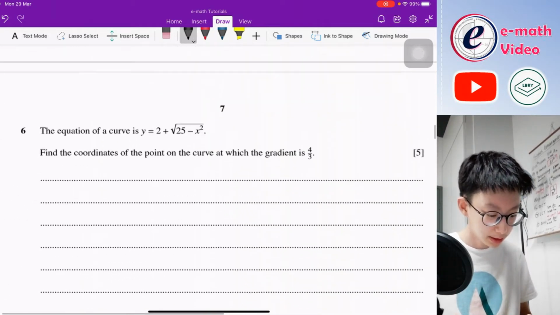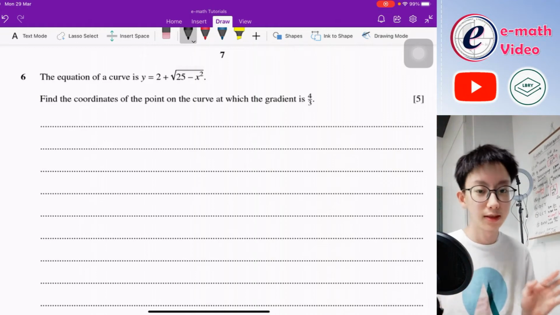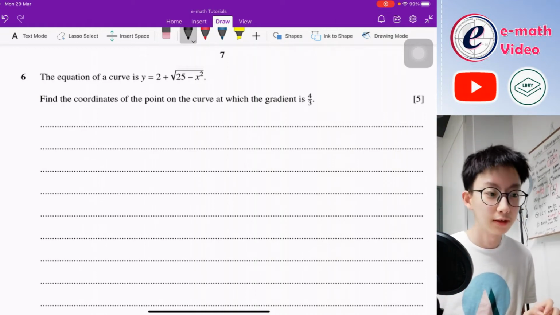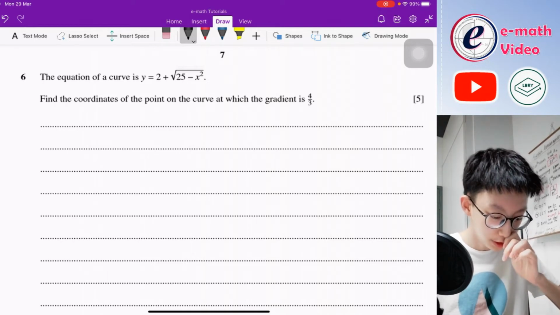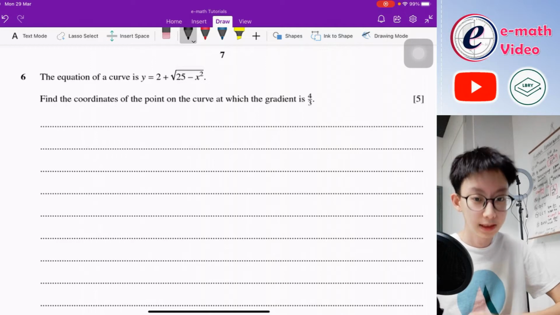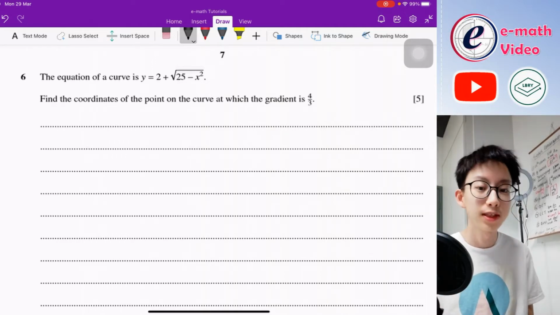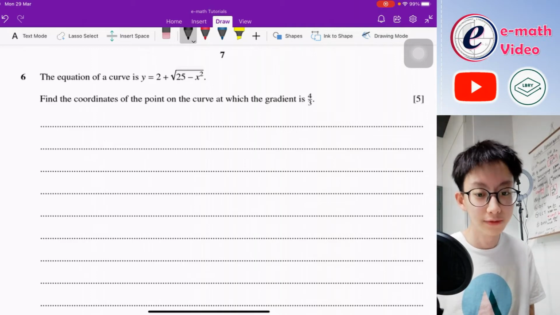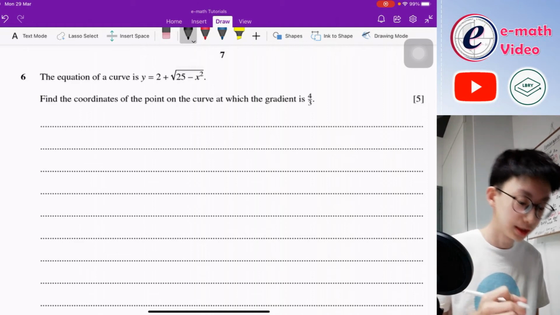Okay, number 6. The equation of the curve. This is actually a semicircle curve if you graph it out. Find the coordinates of the point on the curve which has a gradient of 4 over 3. So again, it's differentiation, right? It's talking about derivatives, because you know that the first derivative is your gradient function. So just go ahead and differentiate this.